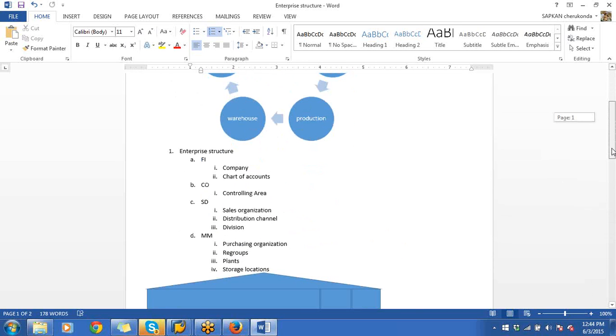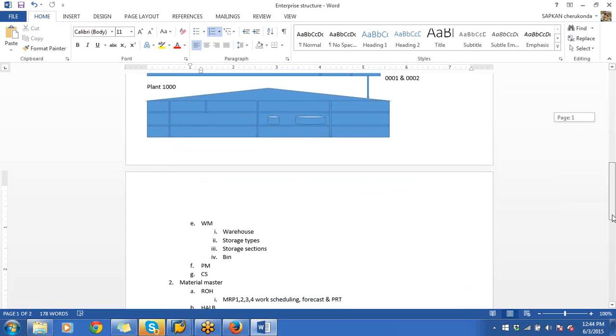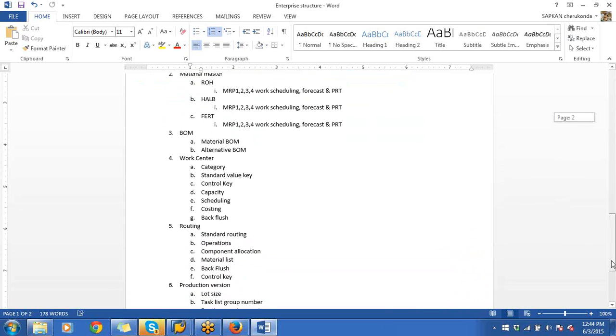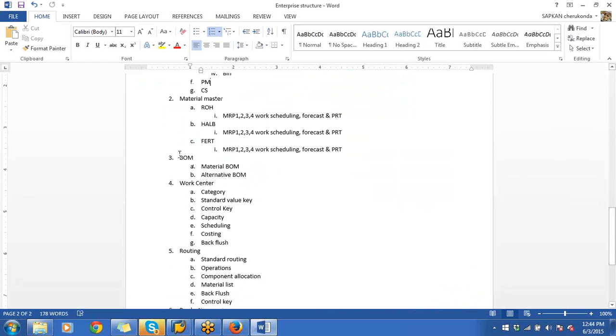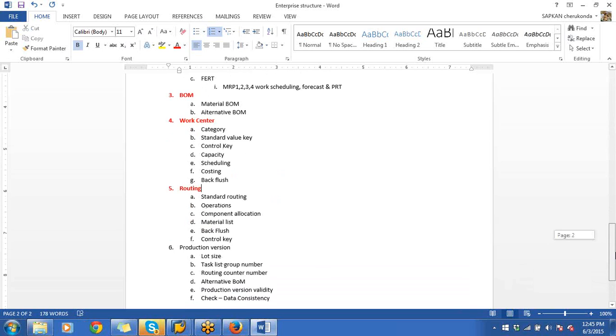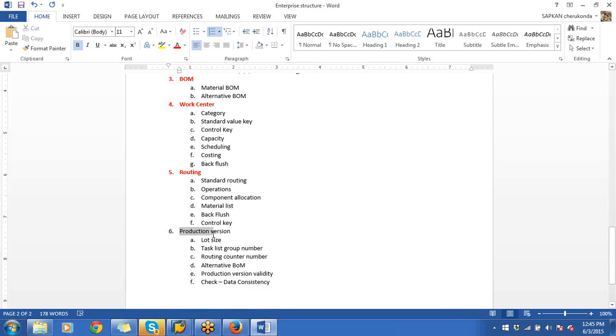That means by the time you start your PP work, it's already well defined. So your job starts from here, BOM. That means material is also created. And if you don't have material, you cannot create BOM. Once you have BOM, you can create routing. Unless you have a work center, you cannot create routing, because in the routing you need to assign the work center. Then once you have the routing, you come back and define the production version.